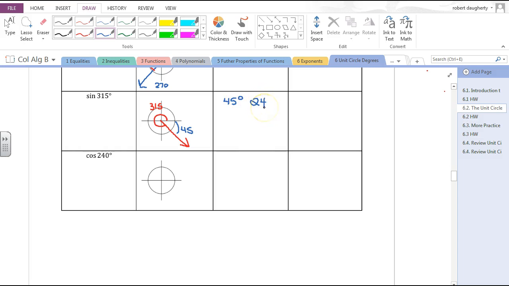Quadrant 4. The sine. On the unit circle, sine corresponds to what coordinate? Y. What's the y coordinate of 45 degrees? Square root of 2 over 2. Okay. Yes? So it's always going to be one of those numbers. Yep, it's always going to be one of these. The y coordinate of 45 degrees is square root of 2 over 2.